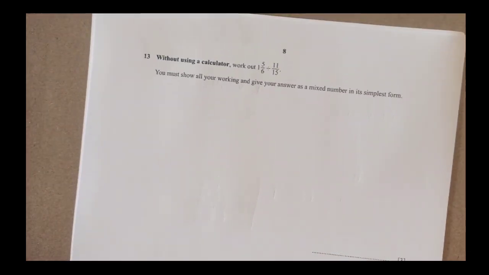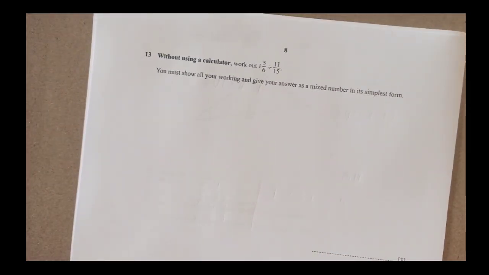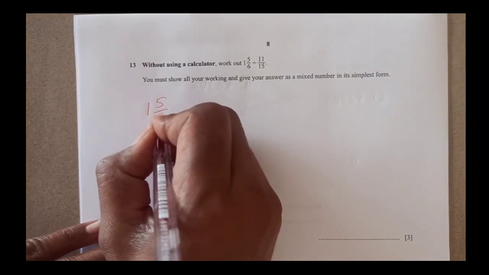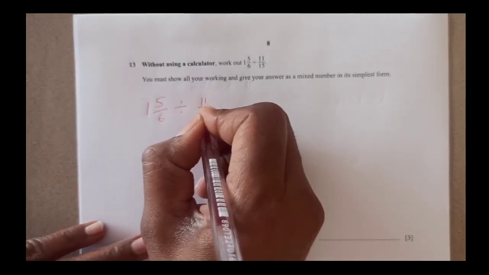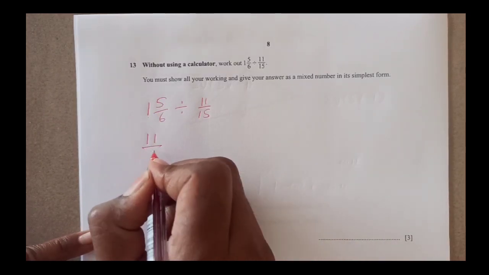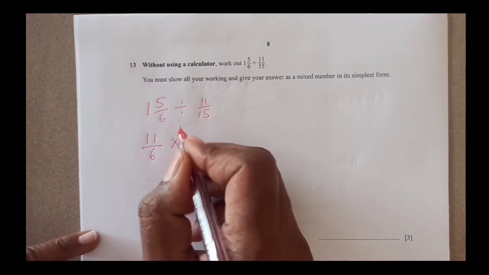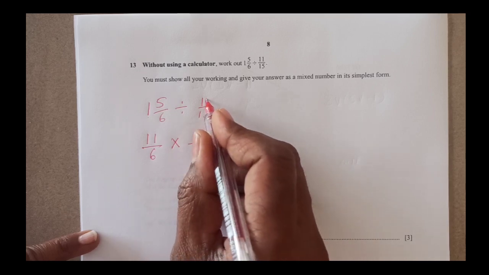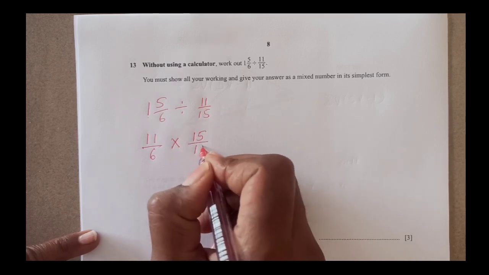Now number 13, without using a calculator, work out 5 over 6 divided by 11 over 15. 6 times 1 is 6, 6 plus 1... 11 over 6. Then you change this to multiply and take the reciprocal, meaning you are just swapping numerator and denominator, right?